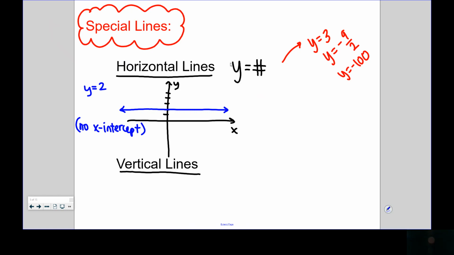So if you're graphing this on the homework, you would have to use another point other than the x-intercept. So you would just drag the second point so that it makes a horizontal line. Now you can probably guess what a vertical line is going to look like based on that format. A vertical line is going to have the form x equals a number.